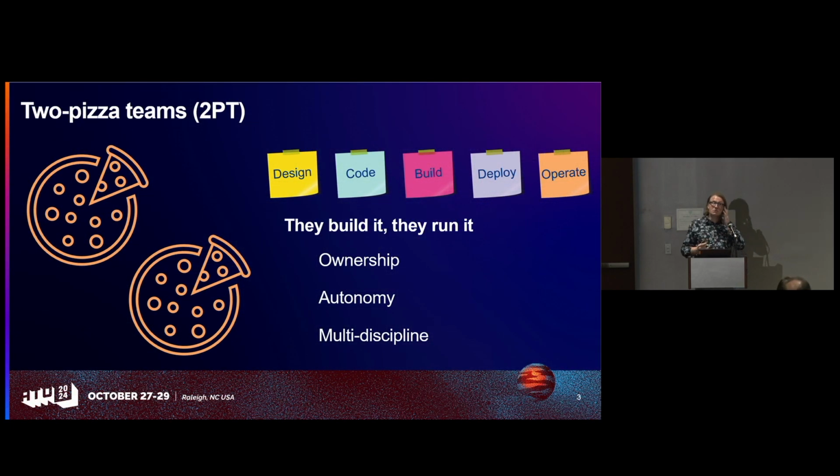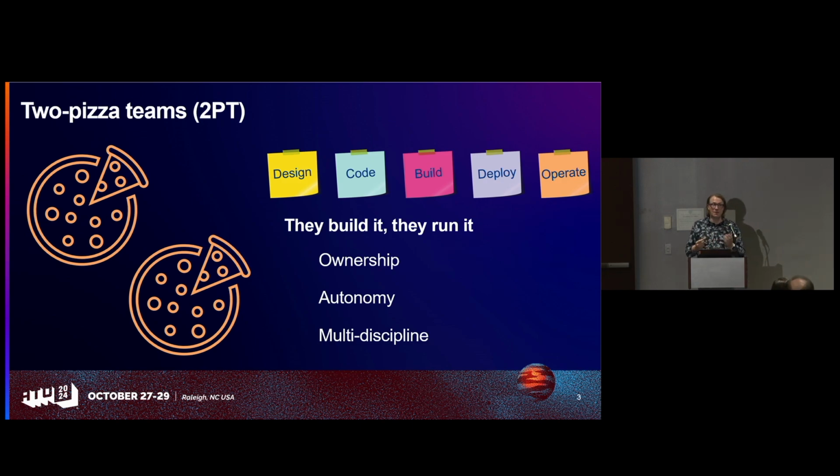And here it is. It's based around the concept of the two pizza team. Two pizza team is a cross-functional team at Amazon that owns one or more services. And they own it all the way through the life cycle, from design to code to build to deploy to operations. They own the whole thing. There's no separate operations development roles. It's just one role owns it all.